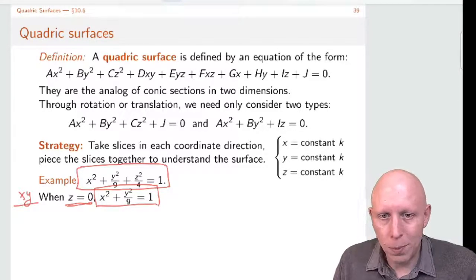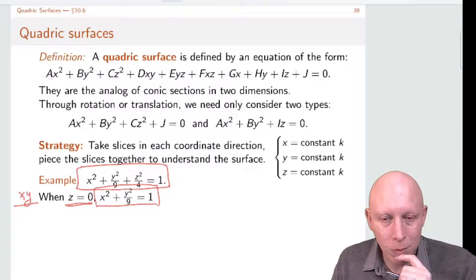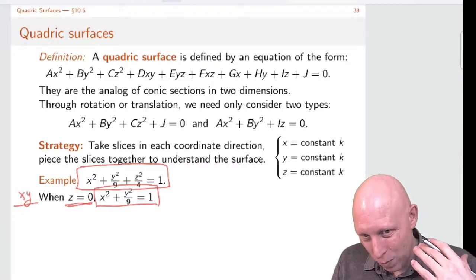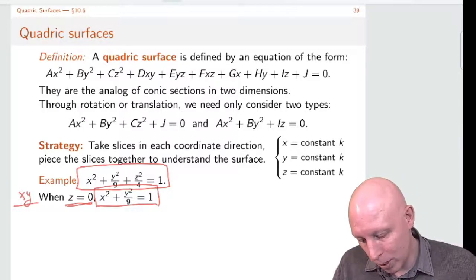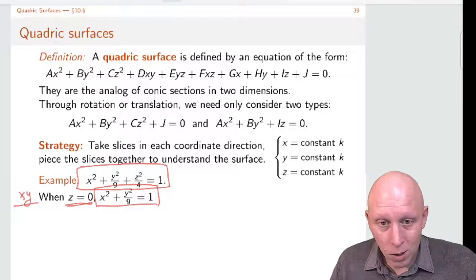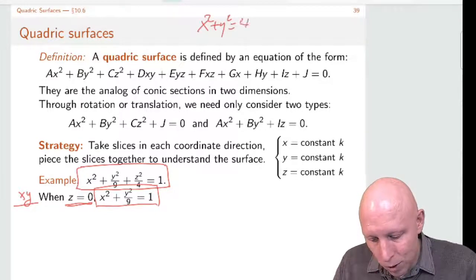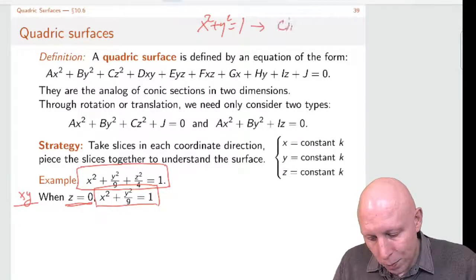Now this is where we're going to bring back some of the knowledge that, honestly, I have a hard time remembering as well. So we're going to bring this back into our short-term memory so we can use it and learn more about what's happening. When z is equal to 0, we see this equation, and this feels a lot like x squared plus y squared equals 1, which we know is a circle.